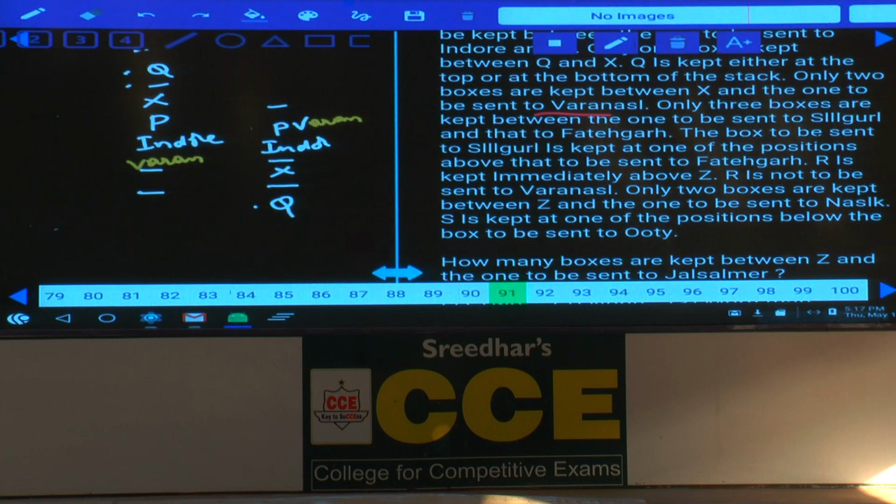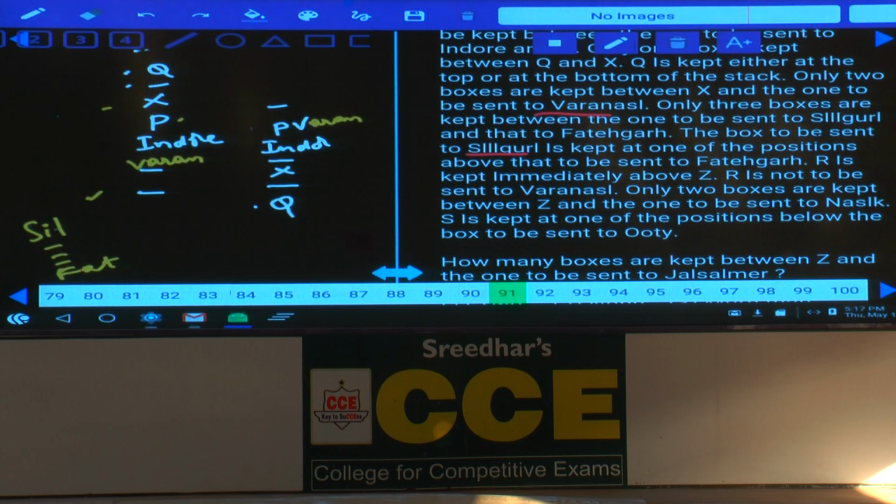And only 3 boxes are kept between Siliguri and Fatehgarh. Between Siliguri and Fatehgarh there must be exactly 3. The box that has to be sent to Siliguri is kept at one position above Fatehgarh. So Siliguri is above Fatehgarh, and in between these two there must be exactly 3, isn't it? Now tell me whether Fatehgarh can be here or not. Yes, Fatehgarh is here, 1, 2, 3, this is Siliguri.